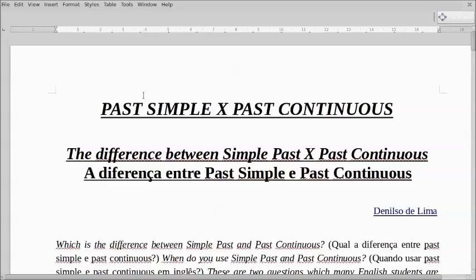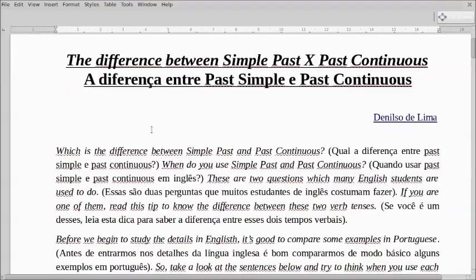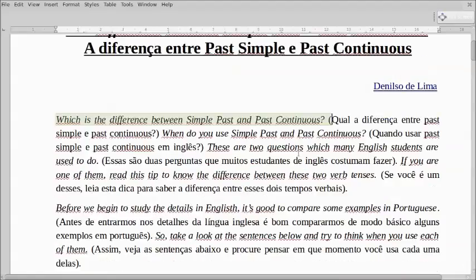Today, let's see the difference between the simple past and the past continuous. Hoje vamos ver a diferença entre o simple past, o passado simples, e o passado contínuo, ok? So, which is the difference between simple past and past continuous? Qual é a diferença entre passado simples e passado contínuo?